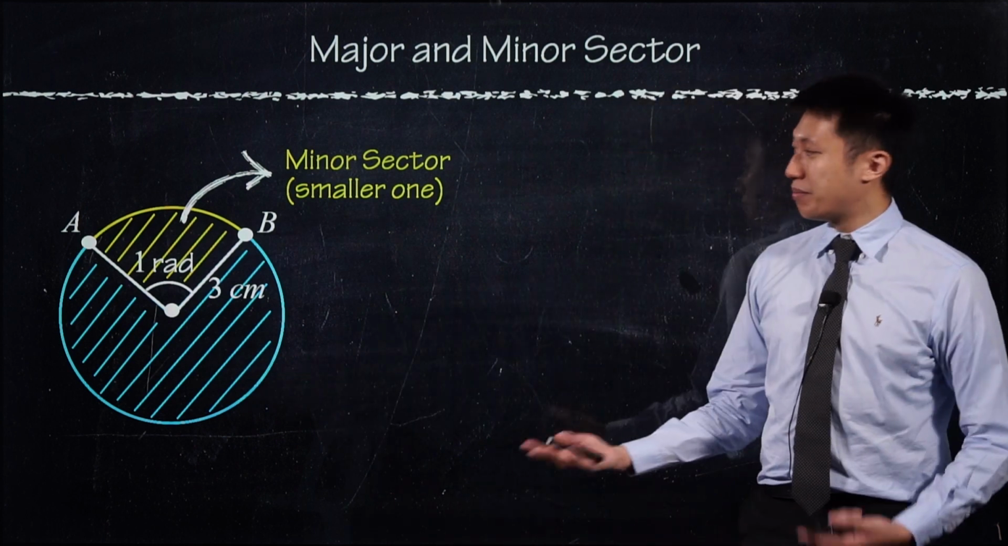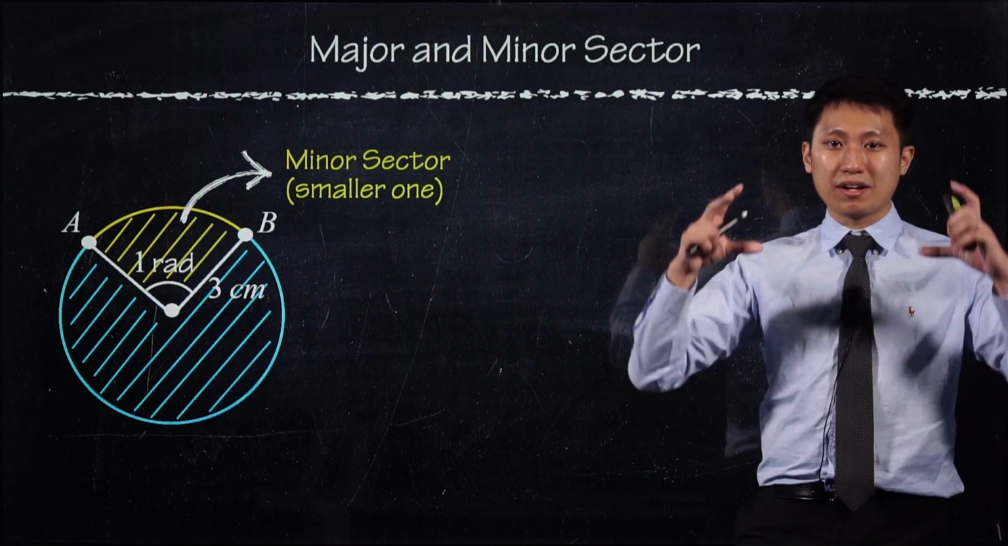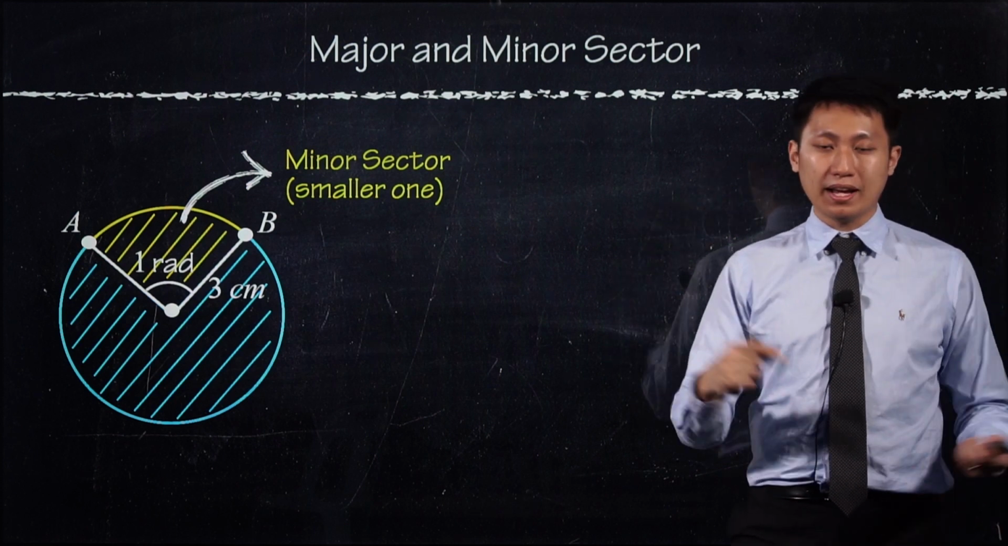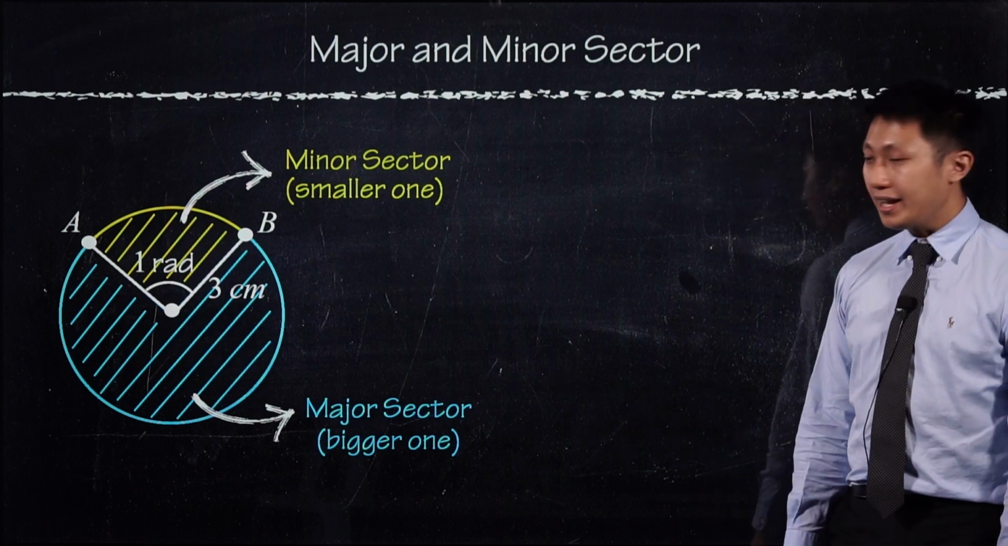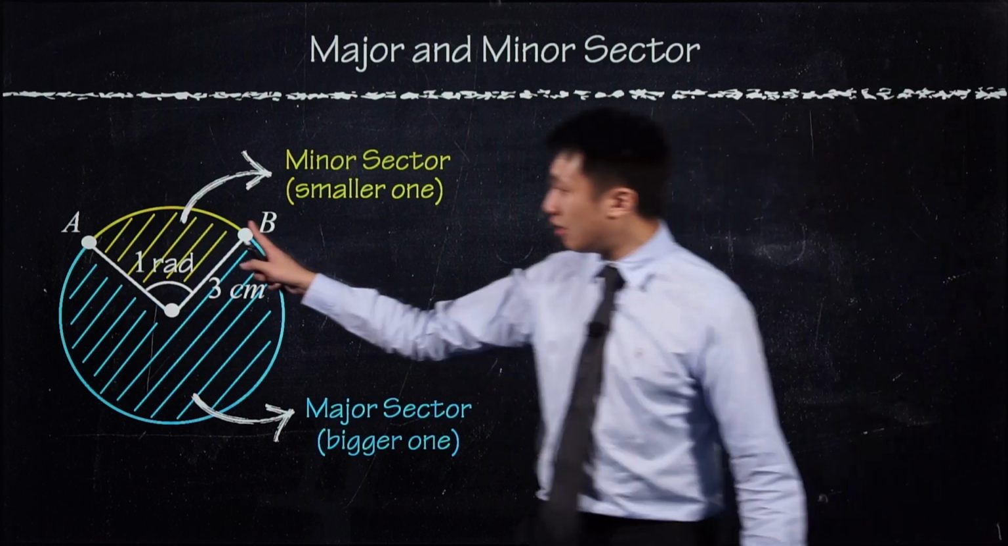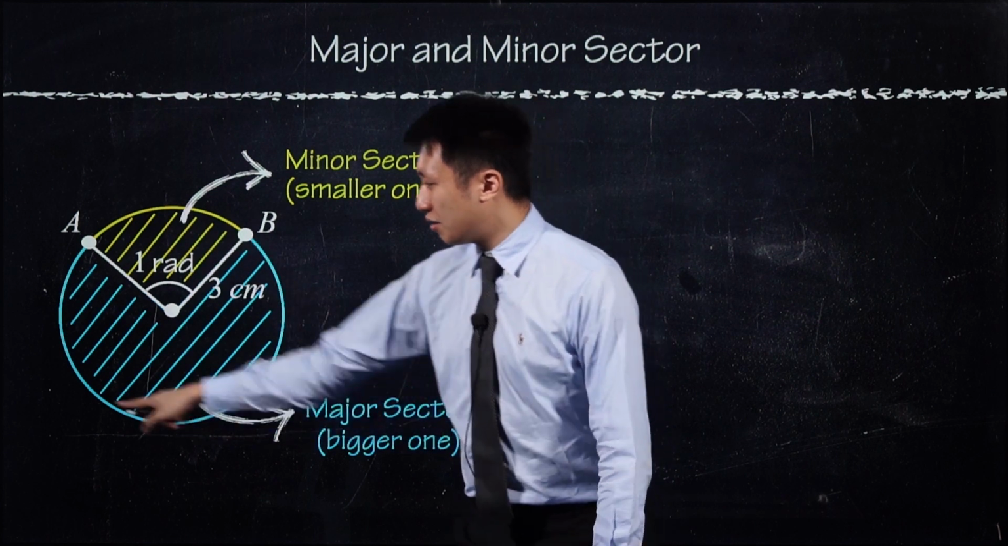Whenever you talk about major and minor, it's all talking about a circle where you have a small part and a big part. So this one is a major sector. No problem with this. This one is called the minor arc. This is called the major arc.